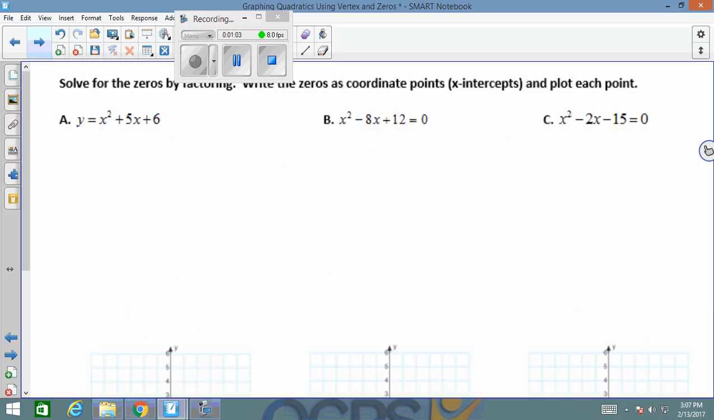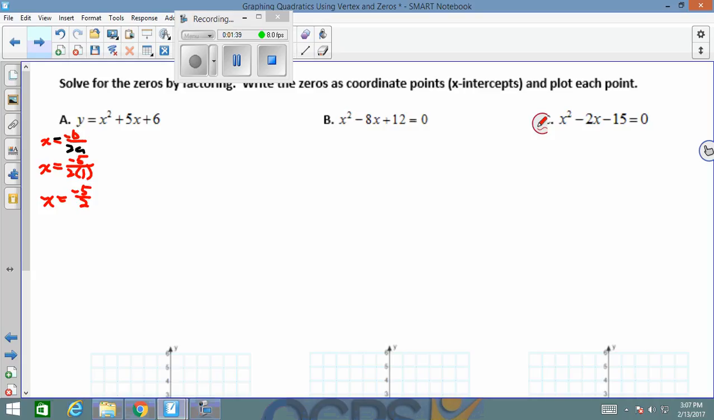Sometimes we're going to be asked to find the x-intercepts and graph them. So let's go ahead and talk about it. There are 3 things you're going to need. You need the x-intercepts, and you're going to need the vertex. So let's find the vertex first. In order to find the vertex, x equals negative b over 2a. B in this case is -5, so it's -5 over 2 times 1. So our x of our vertex is -5 over 2.